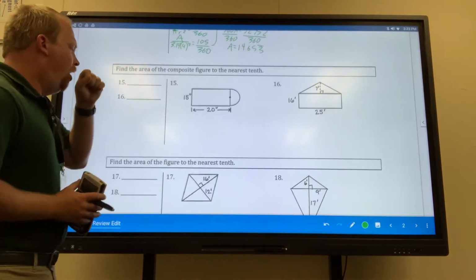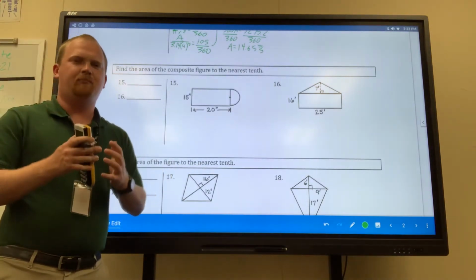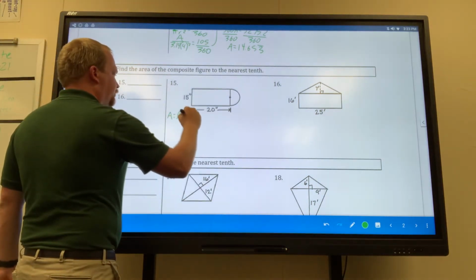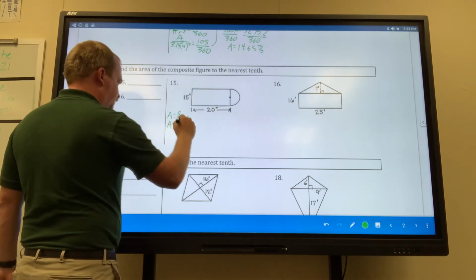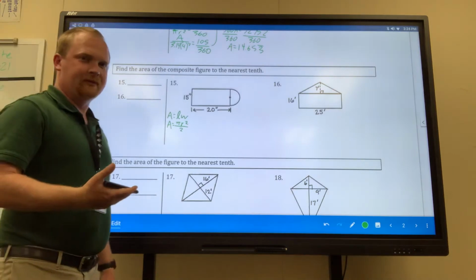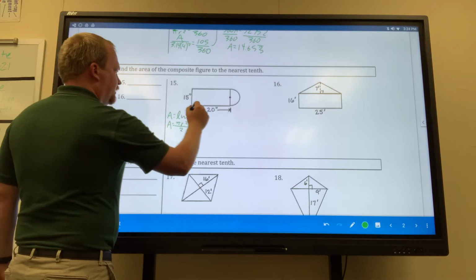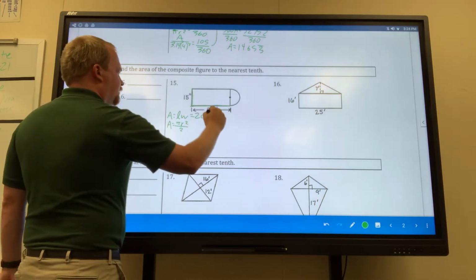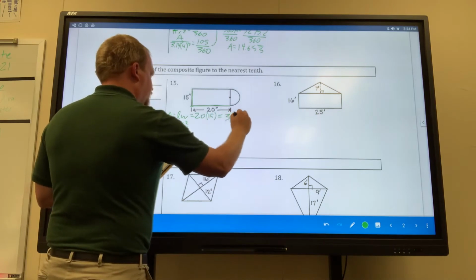Next, we want to find the area of composite figures, which are just two shapes being combined together. Now, I got a rectangle, which is length times width, and a semicircle, or half of a circle, which is going to be pi r squared, but I got to divide that by 2 since it's only half of it. All right. Now, I know the length right here is going to be 20. The width is here, which is 15. So 20 times 15 is going to give me 300.